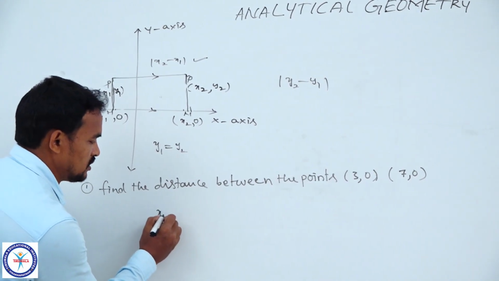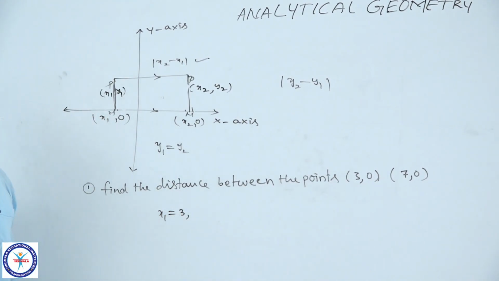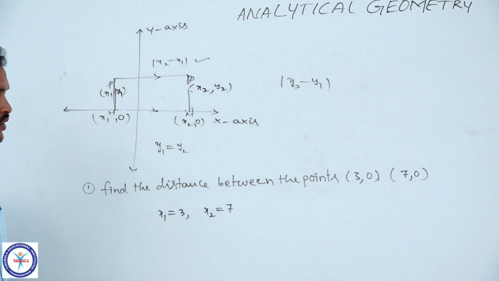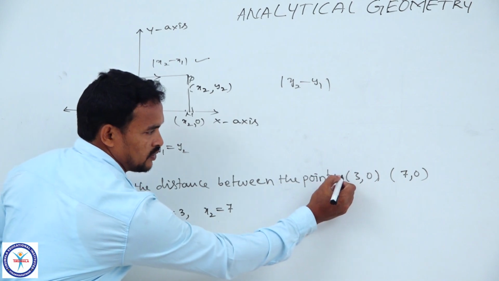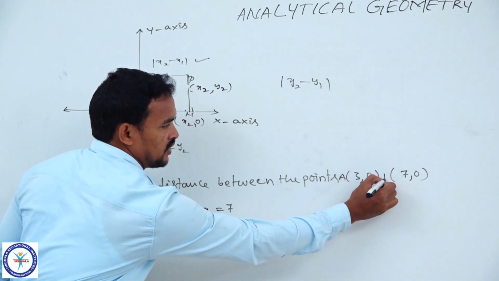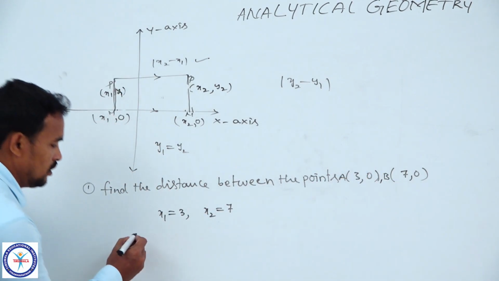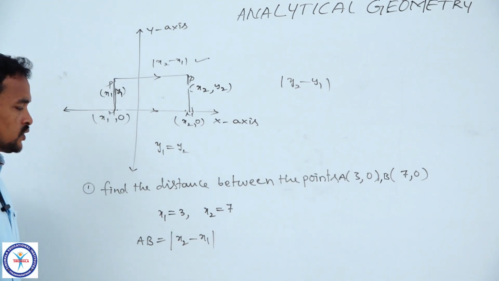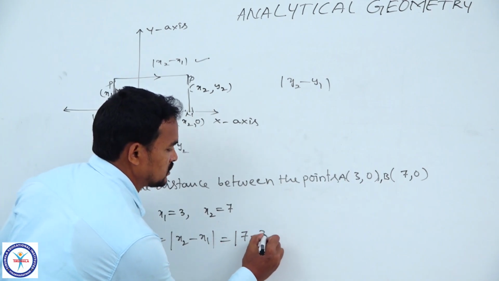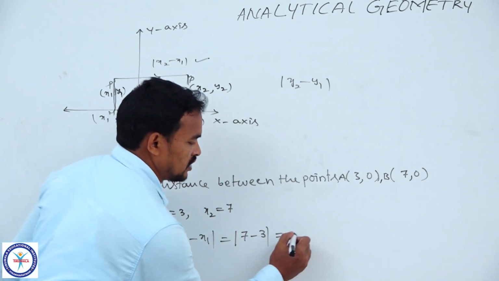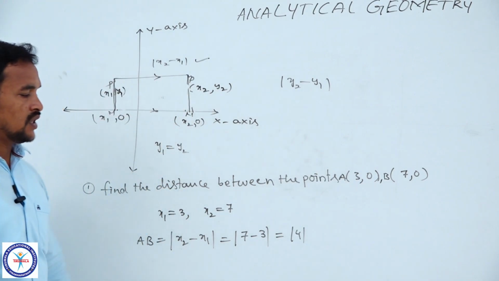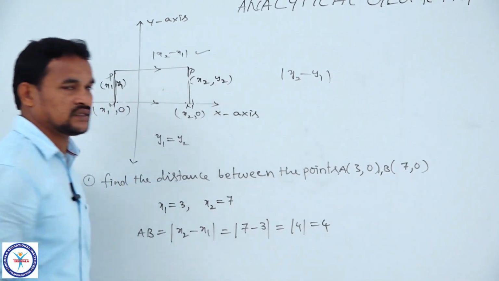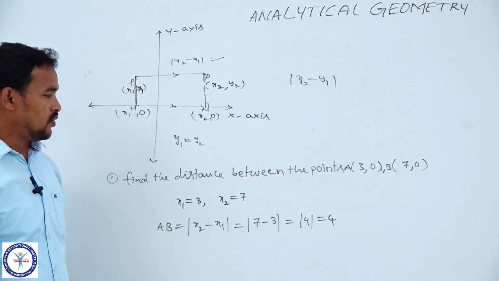Here x1 is 3 and x2 is 7. So for the distance between them, for example, the point 3, 0 is A and the other one is B. Now AB equals mod x2 minus x1, which means mod 7 minus 3. Mod 7 minus 3 is nothing but mod 4. The modulus of any real number is never negative. So it is 4 because it is a distance. Distance is never negative. One more example.